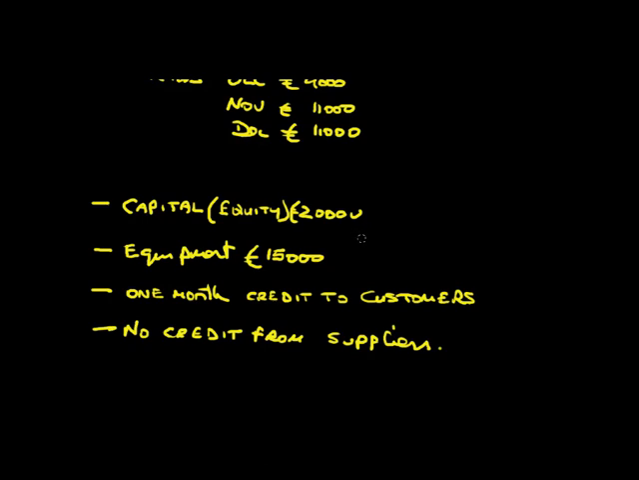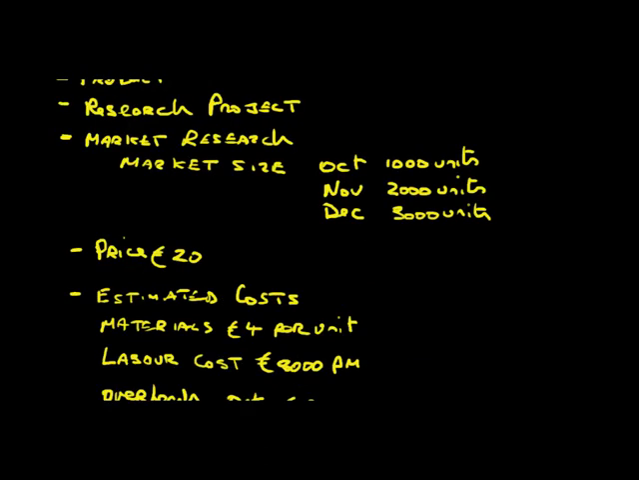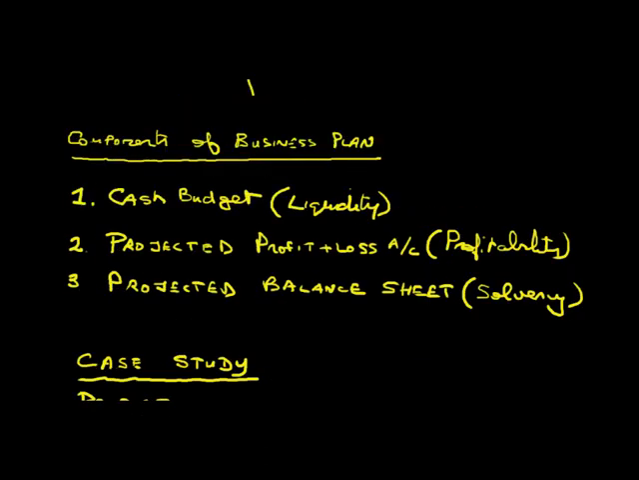So we said that there's 3 components to the business plan, and what did we say they were? We said there was a cash budget, which is going to tell us, will we have enough money? Will we have enough cash? Do we need to borrow? How much do we need to borrow? So we'll do that first.